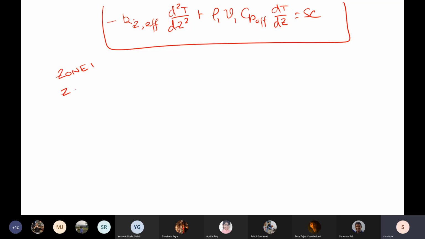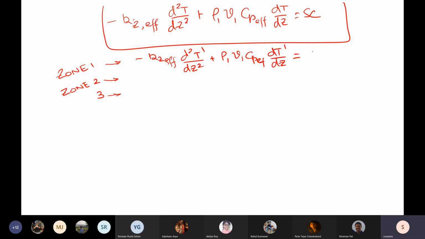I can write it for zone 2 and for 3. So what's going to be the equation in zone 1? This equation in zone 1 is simply going to be minus kz effective, and I call it d2T1 by dz square plus rho 1 v1 cp effective dT by dz to be equal to, what should I write on the right hand side?